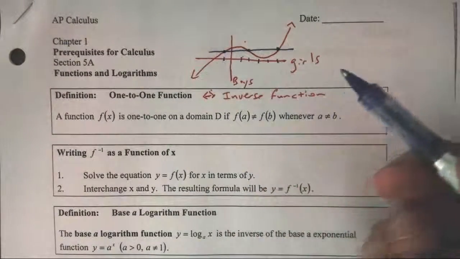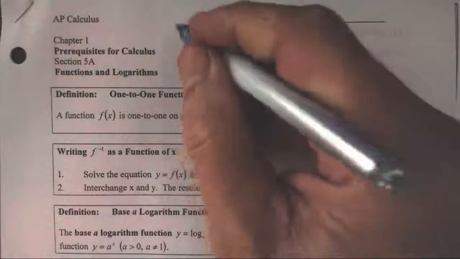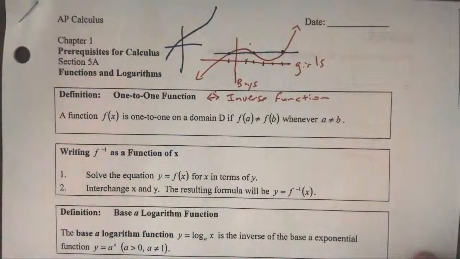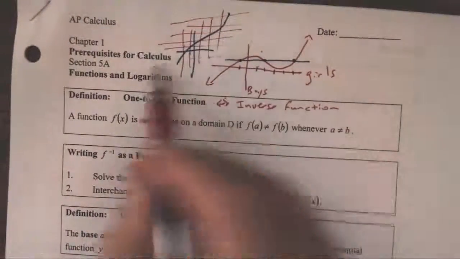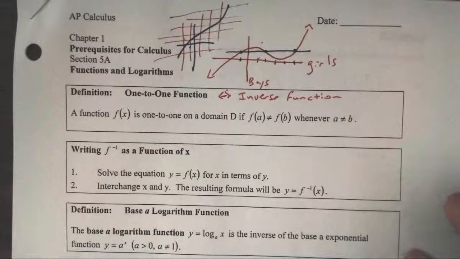So the easiest way to determine if a function is one-to-one is to picture the graph and ask yourself, does it pass the horizontal line test? That's a one-to-one function. Therefore, here's a one-to-one function right here. It passes the vertical line test, so it's a function. It passes the horizontal line test, so it's one-to-one. But again, remember the important part is that a function has an inverse if it's one-to-one and vice versa.